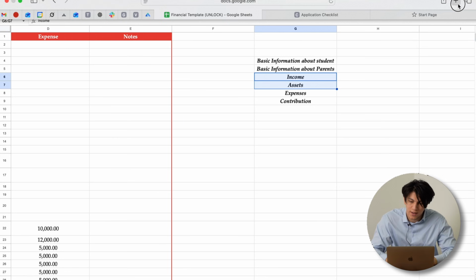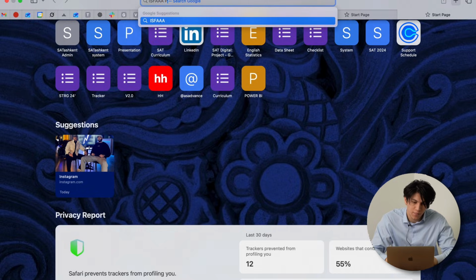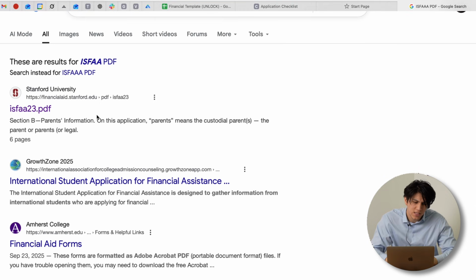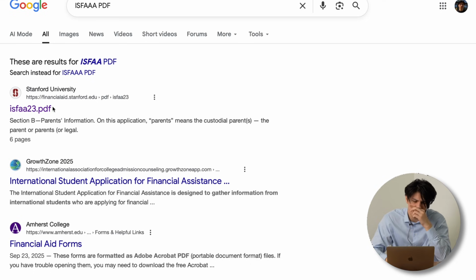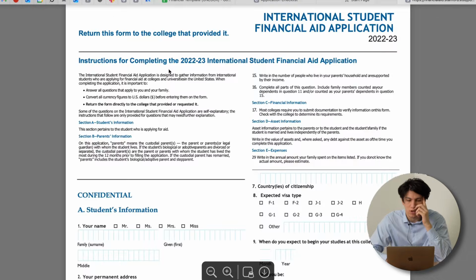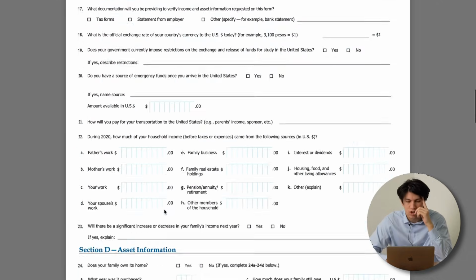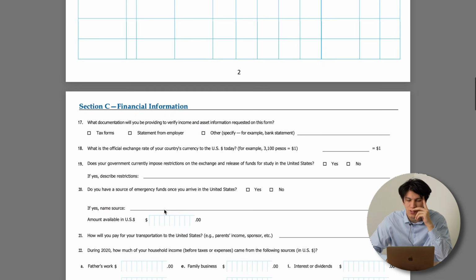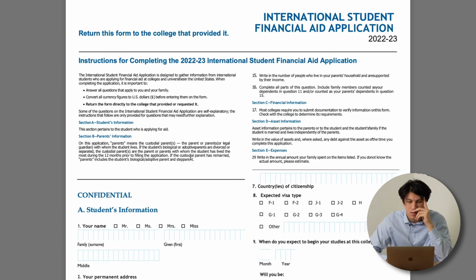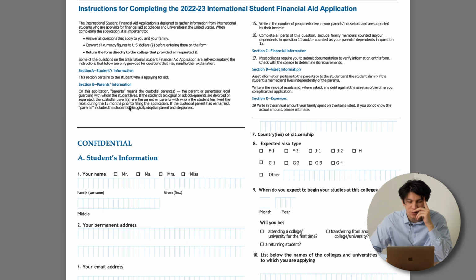So let me show you how to get the ISFA, right? ISFA PDF. Usually you get the ISFA from the college's website, or you just email the colleges. So this is the ISFA. This is a document. Simply, it's not a platform where you submit it, right? It's free. And then you just simply fill out the information.